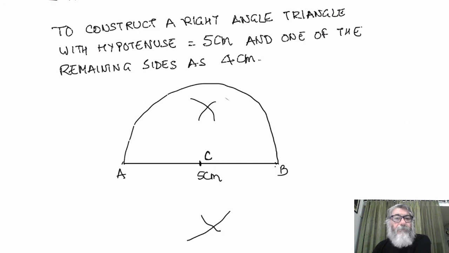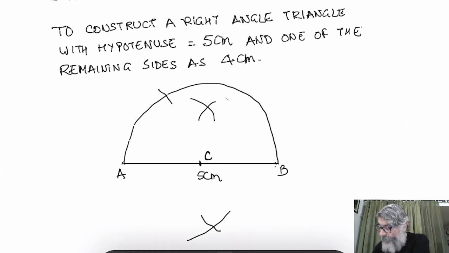Now, what are we going to do? Whatever is the second side, for example, one of the remaining sides is 4 centimeter. Either take B as center or take A as center, whatever the name of the side is given. If the name of the side is not given, then it does not matter. You can take A as center also and B also as center. Suppose I am taking A as center. Open up your compass 4 centimeter and cut an arc.